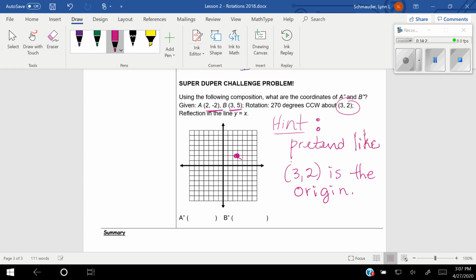So basically we would just kind of draw a make-believe coordinate system here with 3, 2 being our origin. We'd relabel these points. How about this? Let's put those points in here, 2, negative 2, 1, 2. So there's A. B is 3, 5. Here's point B. So in other words, now that we've given ourselves a new origin, what are the coordinates of those points? Then apply our rules and see what you get when you do this.